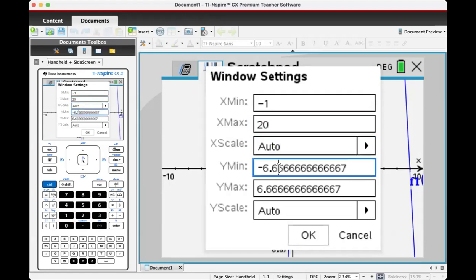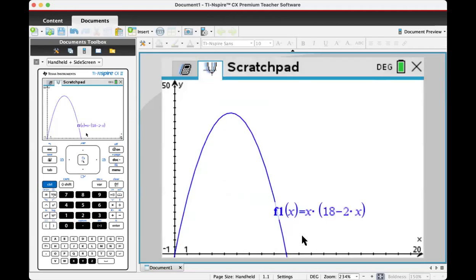Scale is auto. Y minimum, Y values are the area. Area cannot be negative. I'm just going to put -1 because I want to see the axis. Y maximum, what is the maximum area? If I had 18 by 1 rectangle, the area would already be 18, right? So probably let's just make it 50, okay? It could be less than 50, more than 50, but we can come back and adjust it. It's not the end of the world, okay? And then you just say, okay.